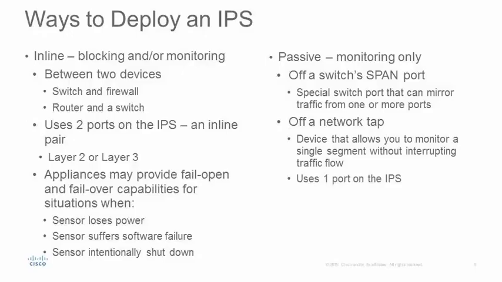A span port is nothing more than a special configuration on a switch port that allows you to mirror all the traffic from that port onto another port or another interface. We can also go off of a network tap. We'll talk about taps in a little more detail in a moment. The good thing about going off a tap is all the heavy lifting is done by a third-party appliance off a network tap, such as a Gigamon. That device allows you to monitor a single segment without interrupting traffic flow, and it only utilizes 1 port on the IPS. The drawback, of course, is that we're passive only. We can't actually take effect on any traffic.